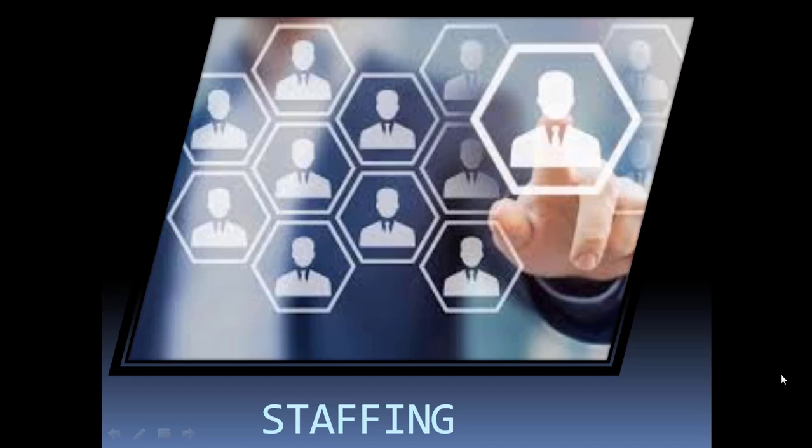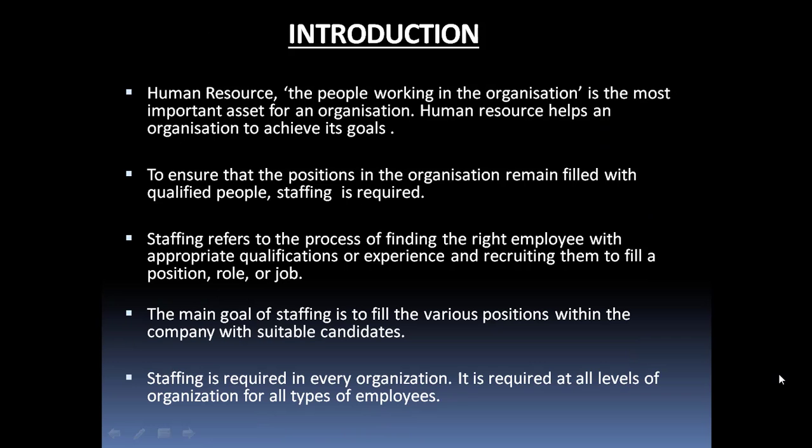In this video I'm going to discuss staffing. Now in my previous videos I have discussed the first two functions of management, which were planning and organizing. So what is planning? Planning is when an organization decides what objectives it has to achieve and how it is going to achieve them. That is, the plan to achieve the objective is being decided, right?